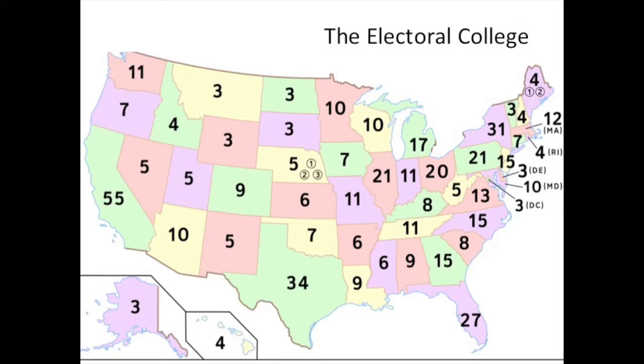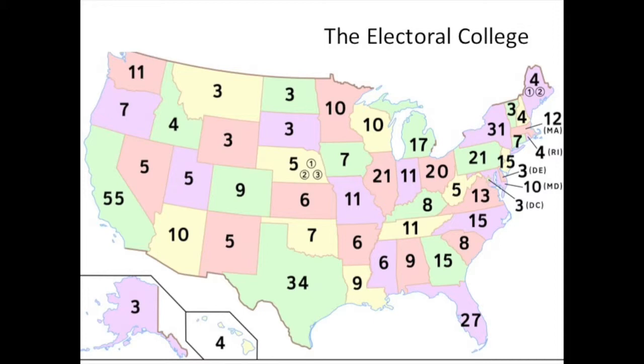So what should be obvious to you now is that the more populated the state, the greater number of electoral votes for that state. Florida has 29 electoral votes. That's a pretty heavily populated state. California is very populated. It has the most electoral votes, 55 actually, I think now.